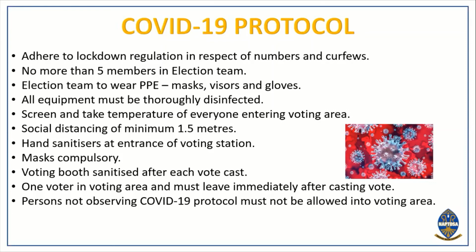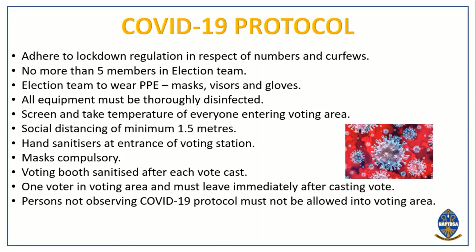You cannot have more than 5 members in an election team. Now, the election team assists the school electoral officer in terms of carrying out the duties and marking off the attendance registers and checking the IDs against the voter roll, etc. In COVID, you limit it to 5. Election team members have to wear masks, visors, and gloves. So it can't just be masks and gloves. It's got to be masks, visors, and gloves.